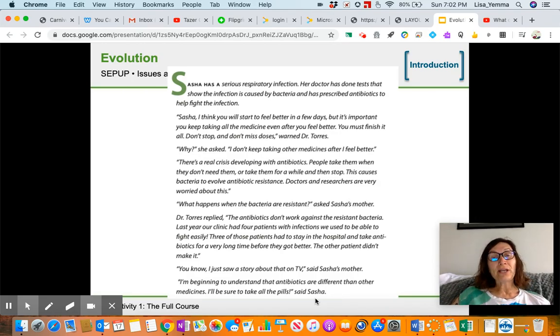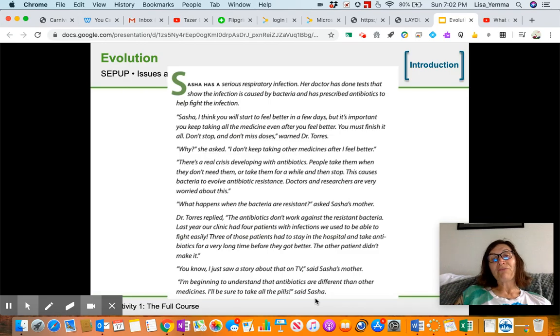There's a real crisis developing with antibiotics. Please take them. People take them when they don't need them or take them for a while and then stop. This causes bacteria to evolve antibiotic resistance. Doctors and researchers are very worried about this. What happens when the bacteria are resistant? asked Sasha's mother. Dr. Torres replies, the antibiotics don't work against the resistant bacteria.